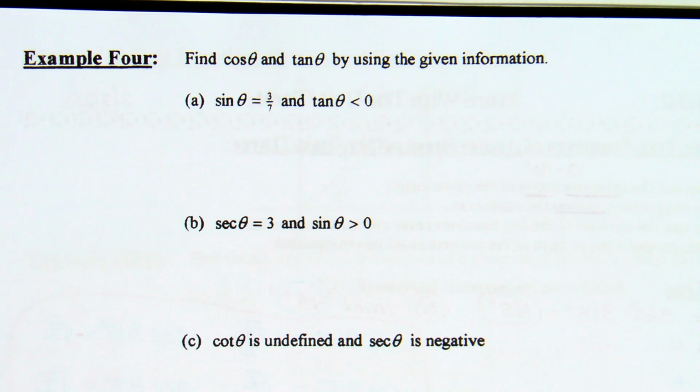Final day on 4.3.2. And we have some problems to look at here. I kind of like to think of these as puzzles because you have to figure out pieces. You are being asked to find cosine and tangent based on the information they give you. On example A, they're telling me that the sine of theta is 3/7, tangent of theta is less than 0, and they want to know what is cosine of theta and what is tangent of theta.